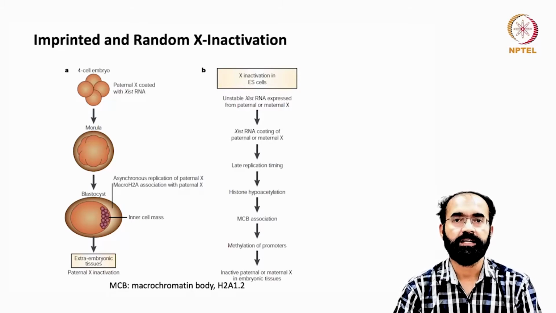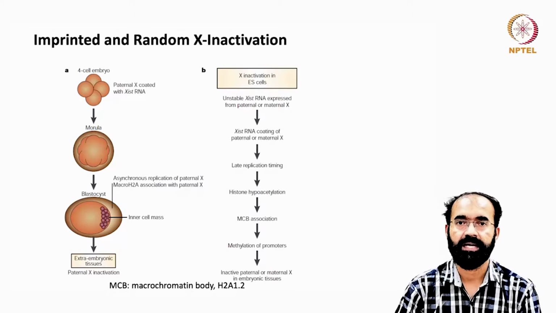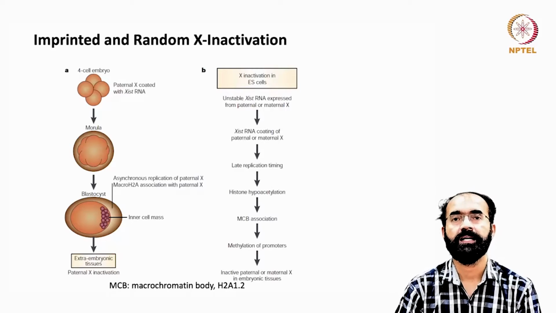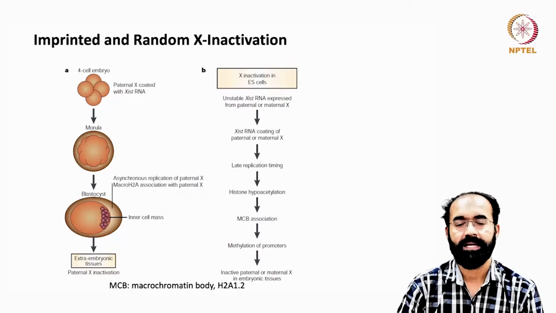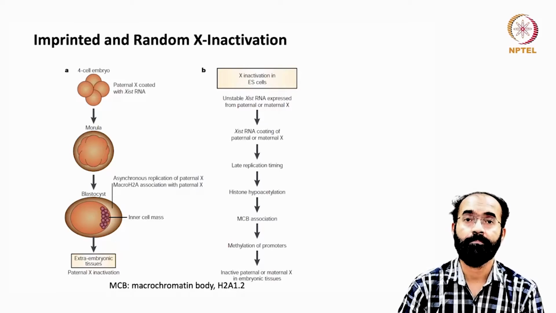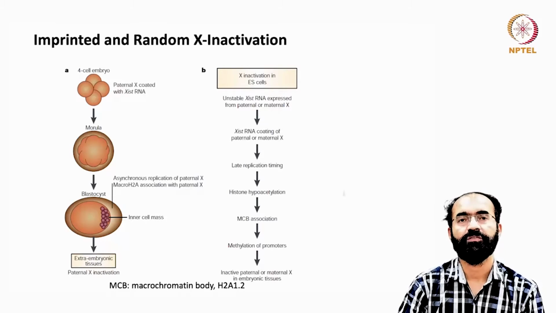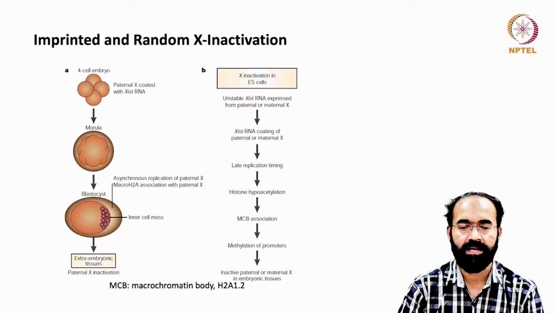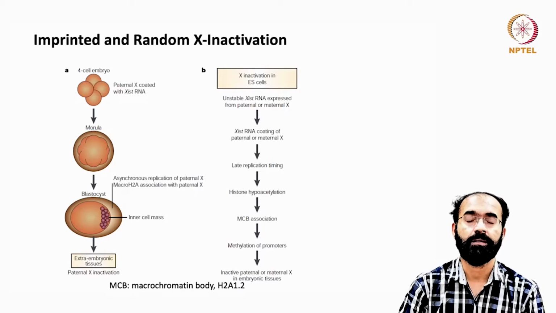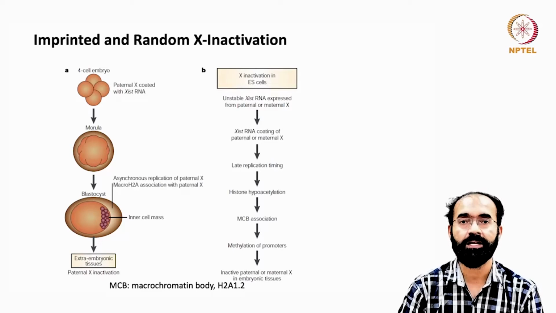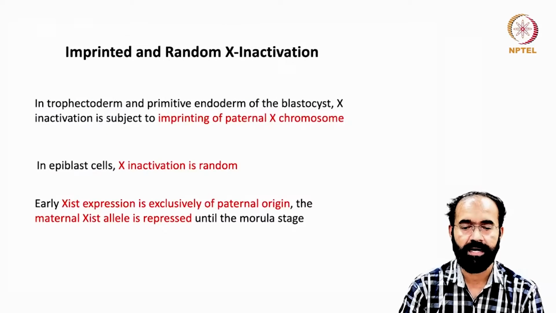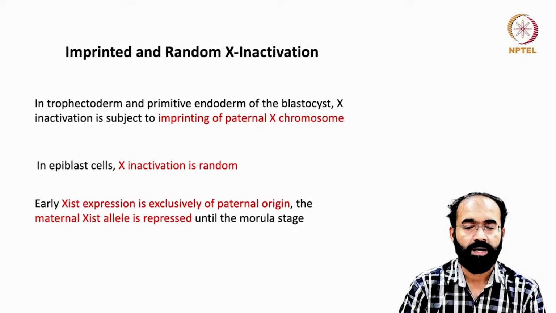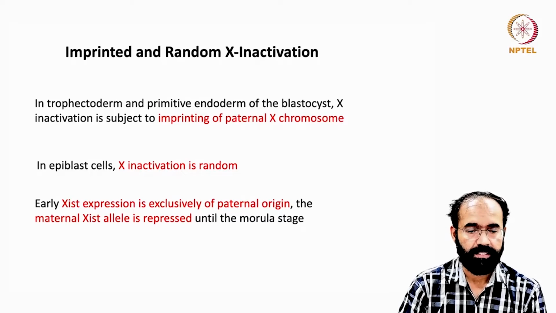So we were here in the previous class, discussing the ways in which the X chromosome can be inactivated, and we saw that in embryos, until the formation of extra-embryonic layers, the paternal copy is inactivated, whereas in embryonic stem cells, both the copies, either paternal or maternal, can be inactivated randomly. So what is imprinted and random X inactivation?